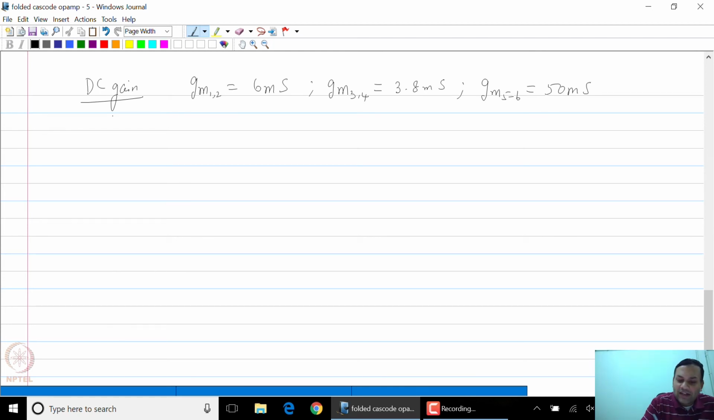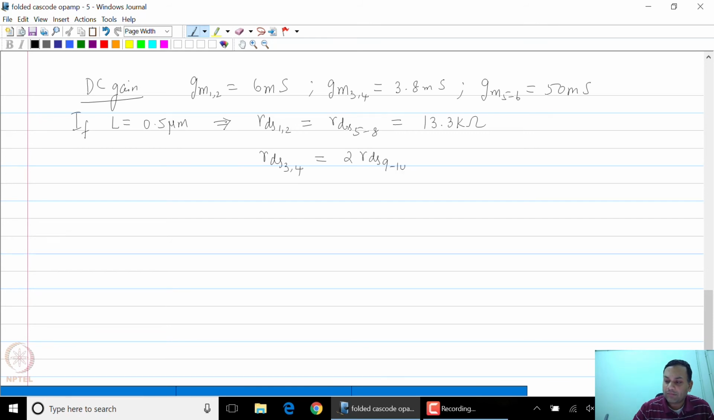And let us start off assuming you are trying to use minimum length, which is what you would do because you want to keep the parasitic capacitances as small as possible. So we are trying to find out if that would work for us. If L is equal to 0.5 microns, this tells us that RDS of 1 and 2 would be the same as RDS of transistors 5 to 8. These would be approximately 13.3 kilo ohms. RDS of 3 and 4 would be twice RDS of 9 and 10, would be equal to 6.67 kilo ohms.